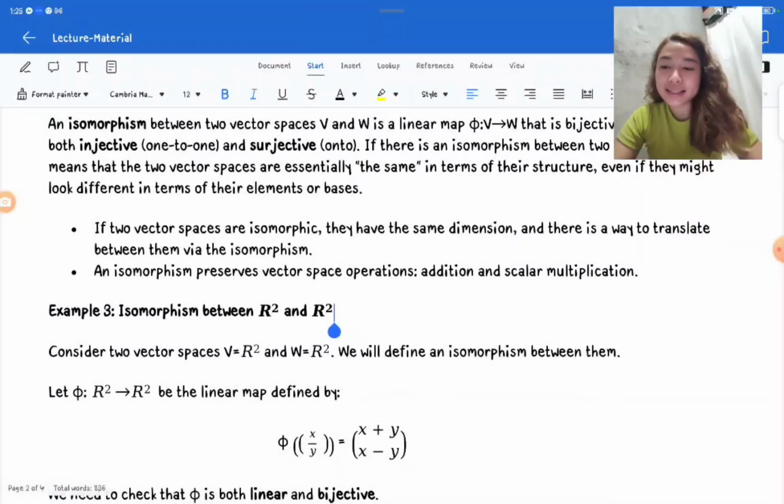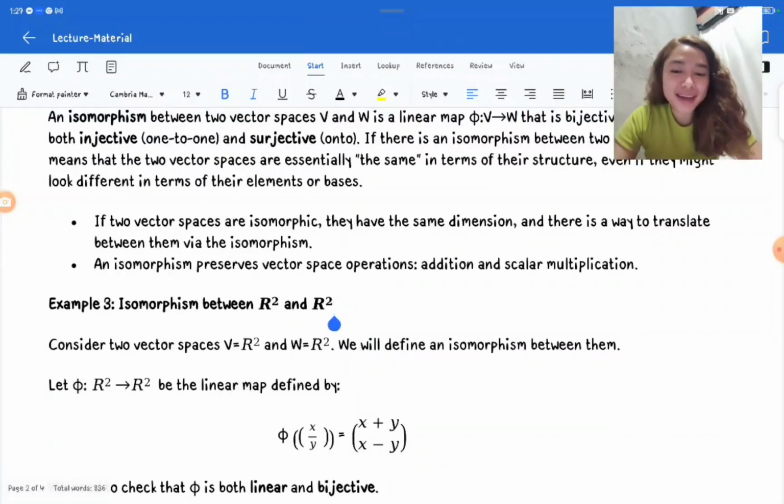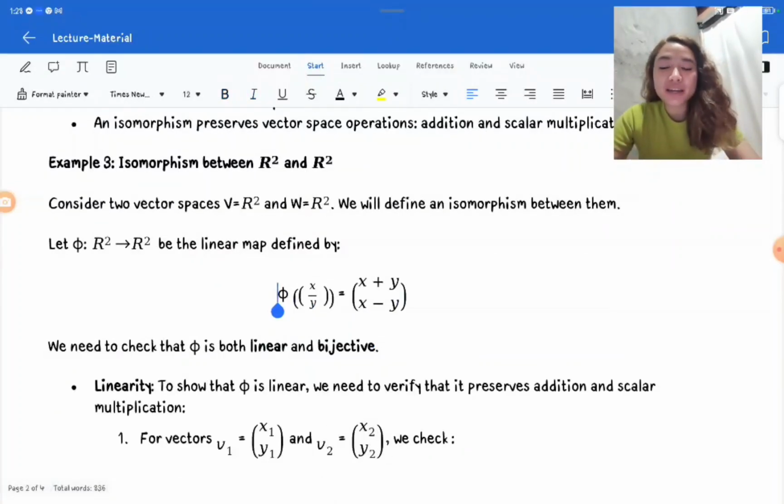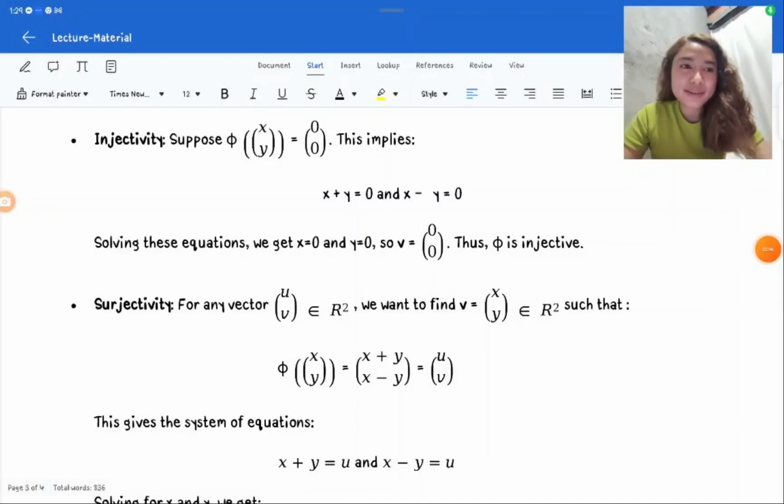Let's look at an example of an isomorphism. Consider the vector spaces both equal to R squared. We will define a map pi of (x, y) equals (x plus y, x minus y). This is a linear map because it satisfies the properties of additivity and homogeneity. So let's check if pi is bijective. First, we need to check if it's injective. To do this, we solve pi of (x, y) equals (0, 0).